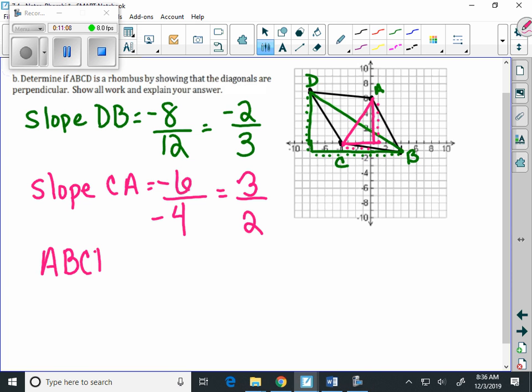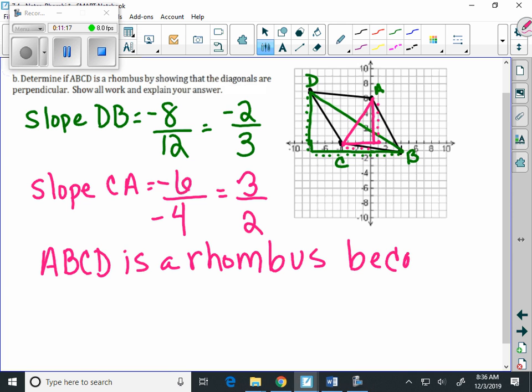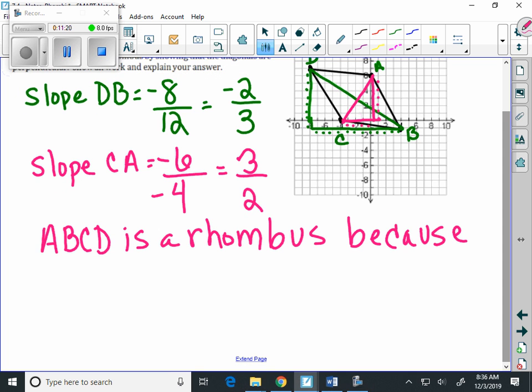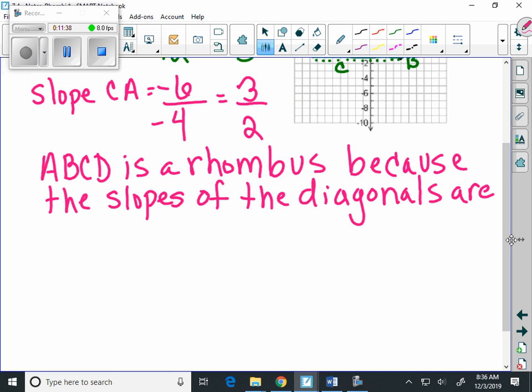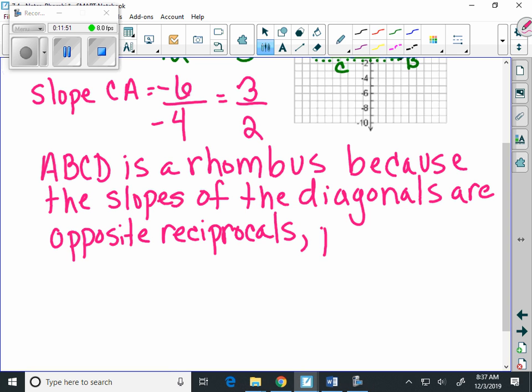ABCD is a rhombus because the slopes of the diagonals are opposite reciprocals, which means that they're perpendicular.